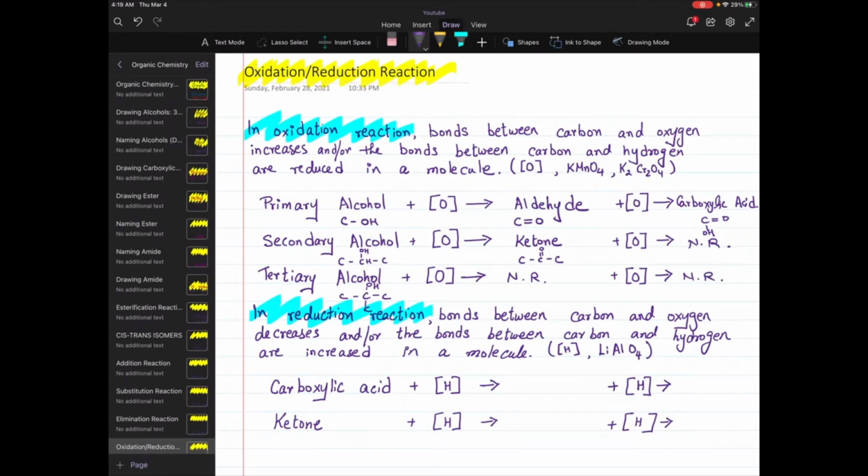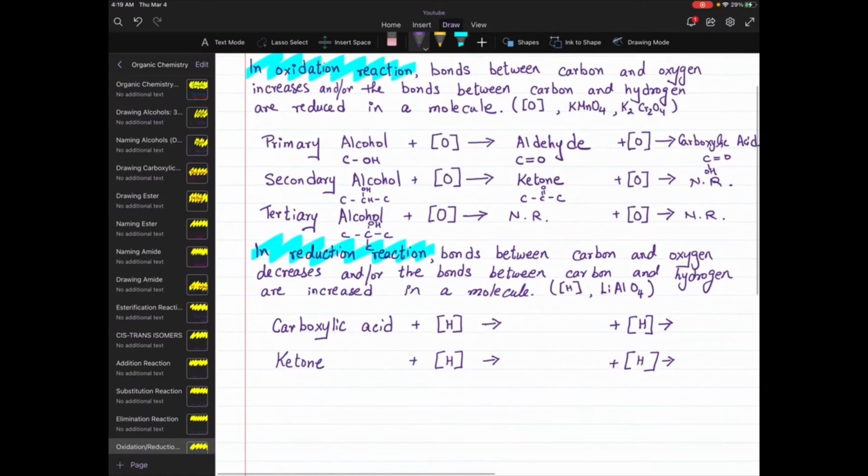And that is an oxidation reaction for alcohols, for example. So primary alcohol undergoing oxidation, secondary alcohol undergoing oxidation, and a tertiary alcohol undergoing an oxidation reaction. We can also reverse the reaction and look at the reduction reaction. In the reduction reaction, bonds between the carbon and the oxygen atoms are decreased, and/or the bonds between the carbon and the hydrogen atoms are increased in a molecule.